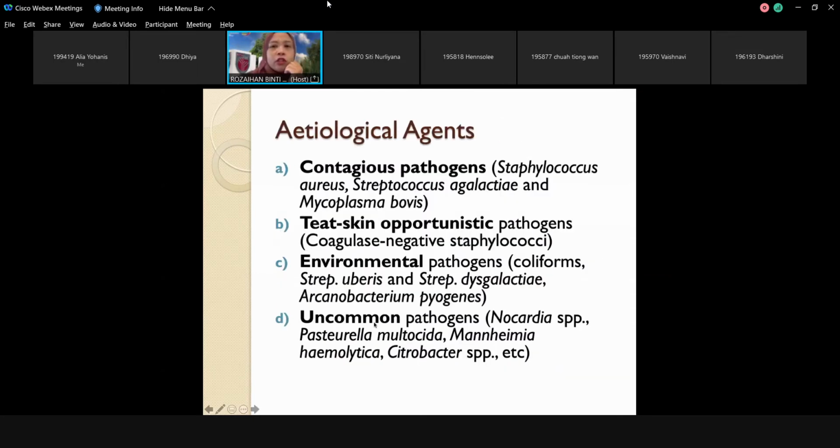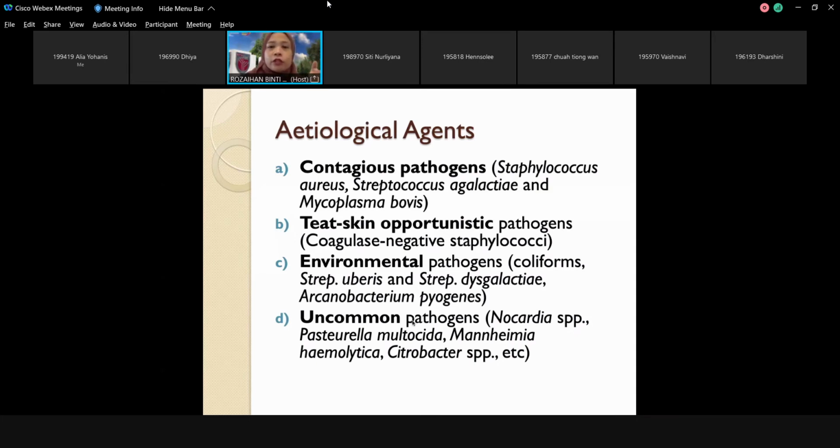So these are all the etiological agents of the mastitis. So it can be contagious pathogens, it can be from the skin, opportunistic from the environment, or also uncommon. So I hope that you would be able to memorize. I'm not going to talk more about this, but later on in ruminant medicine, I'll be expecting you to memorize. There will be the coagulase-negative staphylococci, etc. So you should be able to name all these bacteria.